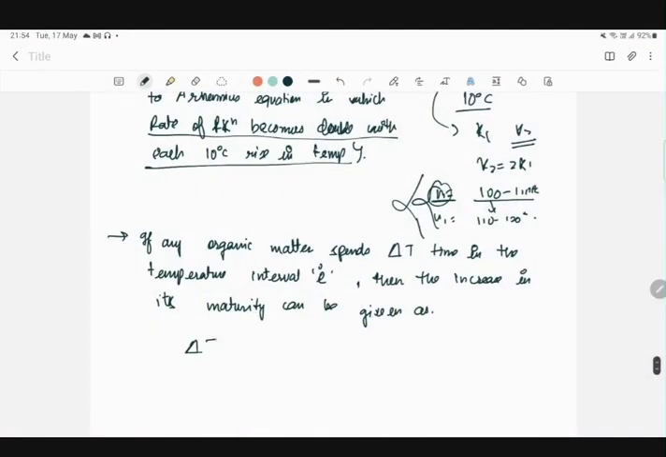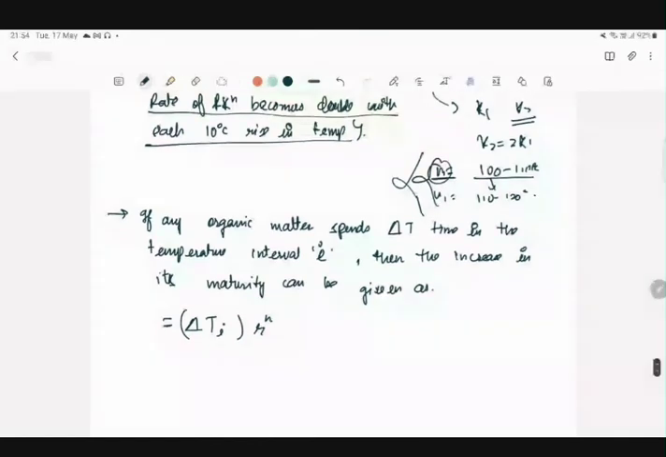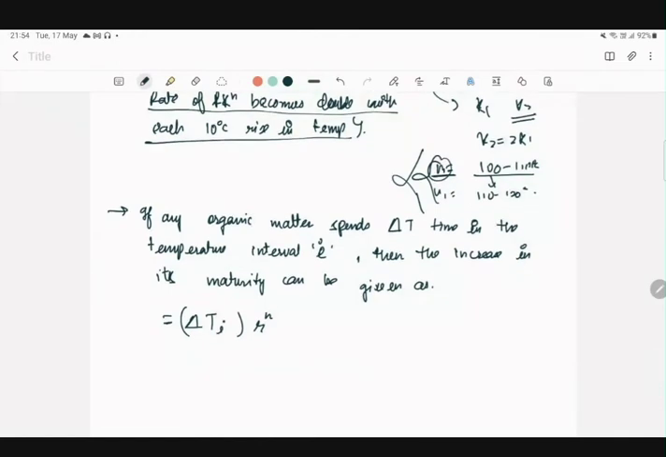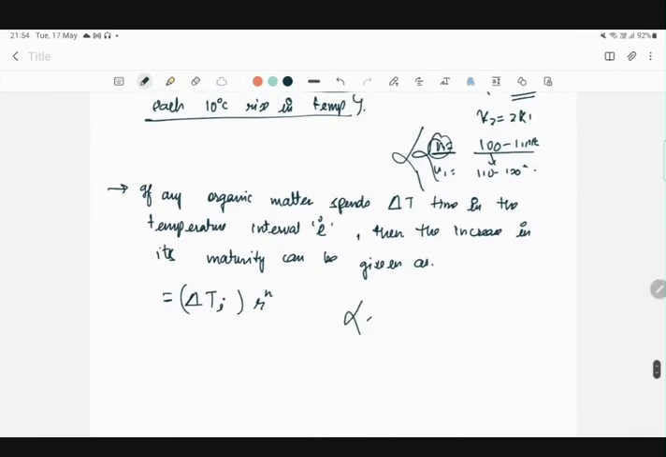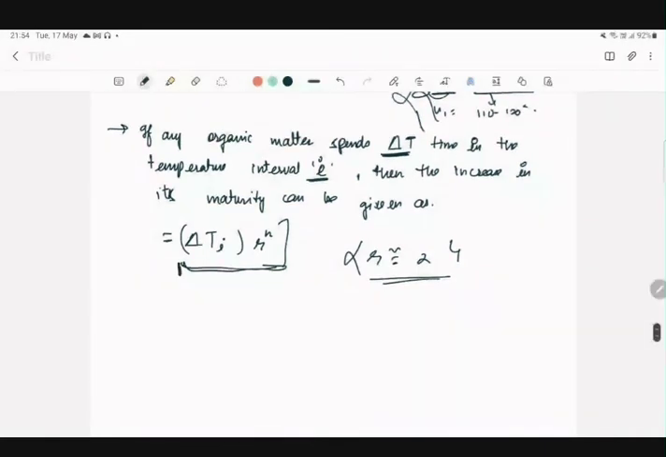del T_i into r to the power n. Okay, and in this equation, r can be taken as 2 according to the Arrhenius equation. So this value is the increase in maturity if the organic matter spends del T time in the temperature interval I. Okay. So this amount of maturity is achieved by spending this time in this temperature interval.